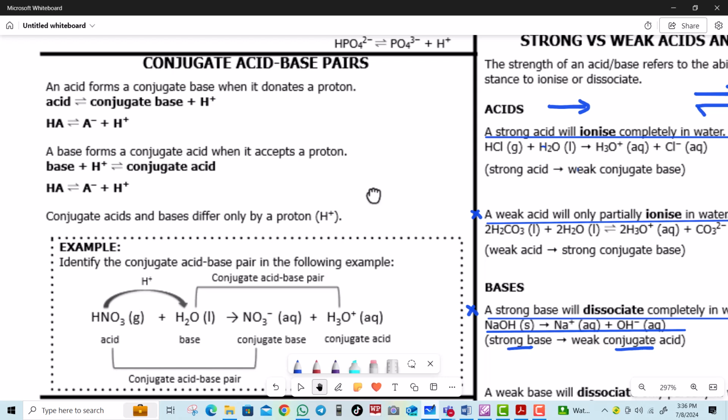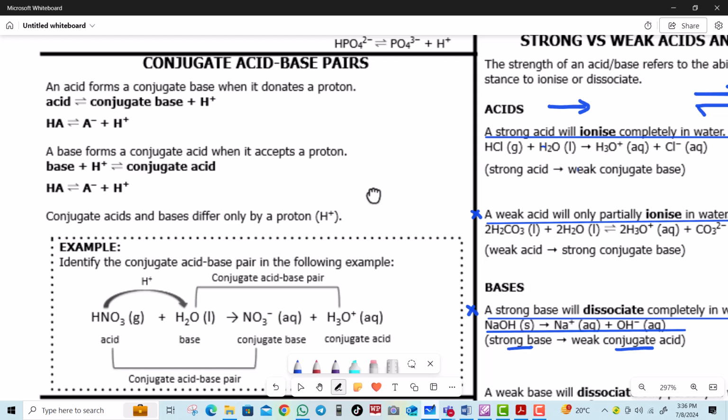Now, if you talk about conjugate acid-base pairs, I want you to know that by conjugate we mean potential. Talk about a conjugate base, which means it's a potential base. Talk about a conjugate acid, it's a potential acid. The word potential means it can be that acid or that base. Look at our example here.